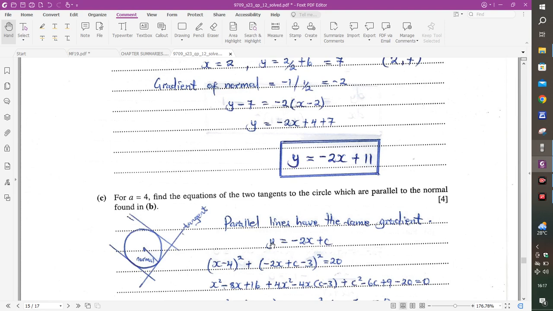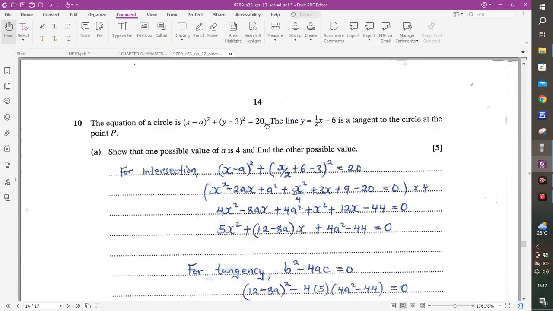Now, if y is equal to negative 2x plus c, remember we are picking it from here. This is the equation of the normal, so this must also be the format. The gradient is the same. So y is equal to negative 2x then plus c. Now we get this equation because these lines are intersecting the circle. Then we substitute this y in the equation of the circle. In other words, we solve this equation simultaneously with the equation of this circle.